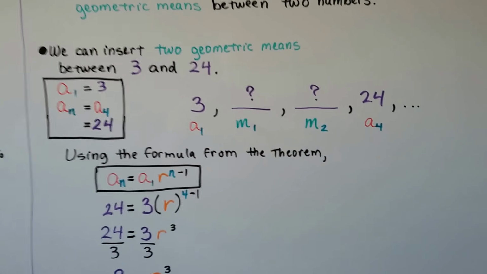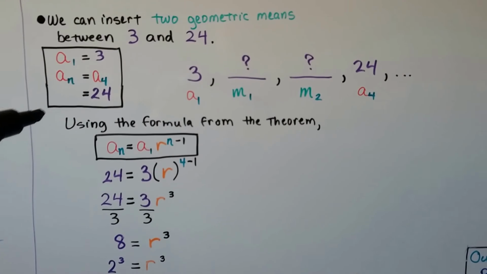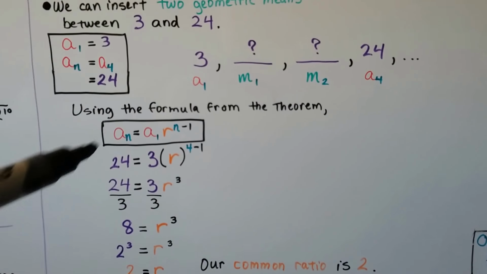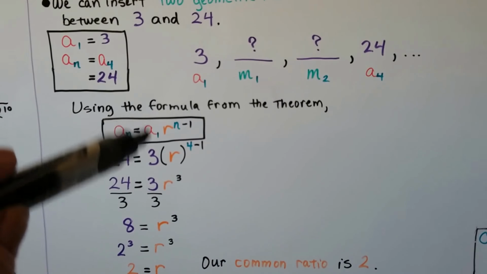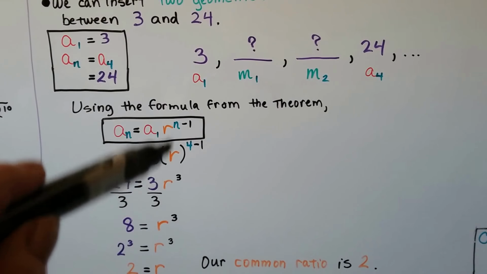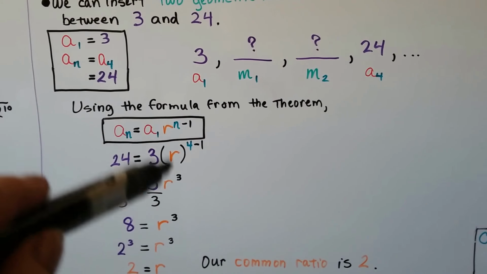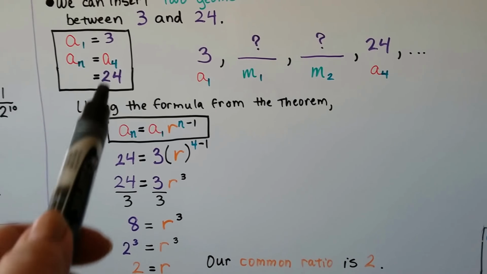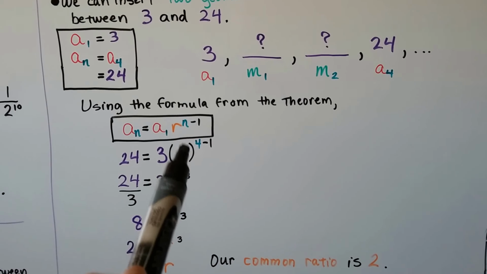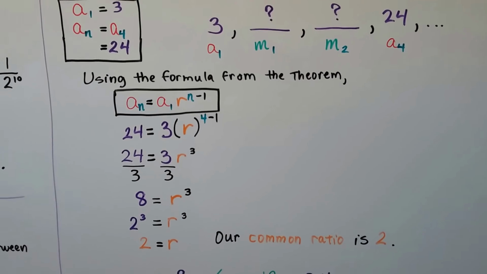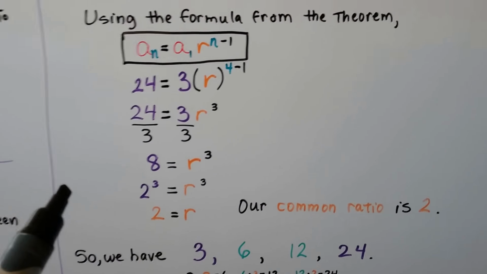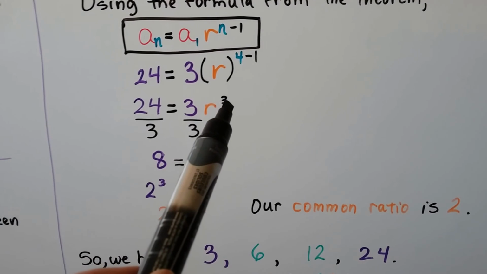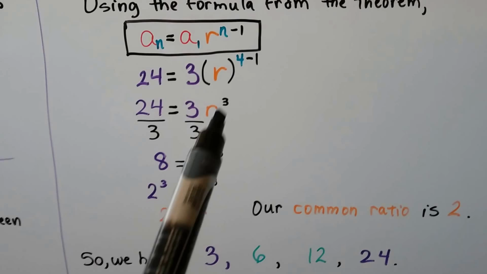We can use the formula from the theorem. We know a sub 1 is 3. We know a sub n is 24. So for a sub n, we're going to have 24. We're going to have a 3 here. We don't know what r is. That's what we're trying to solve for. And n is 4, isn't it? It's a sub 4. So we're going to do 4 minus 1 as our exponent. So now, if we do 4 minus 1, that means we have r to the third power, doesn't it? We have 3 times r to the third power.